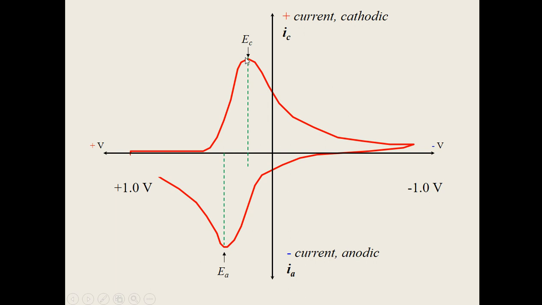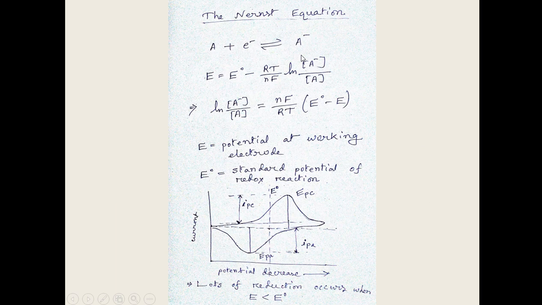Due to the decrease in potential, reduction of that species, current increases, and here it decreases, because reduction actually results in an increase in current. And here, between peak cathodic potential and peak anodic potential, there is the standard potential of the redox reaction.